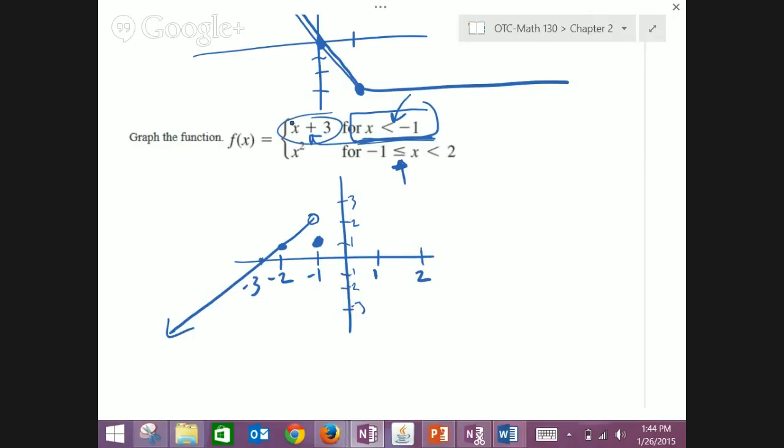That's an open circle. It means as I'm getting closer and closer to minus 1, I'm getting closer and closer to this dot, but I never hit that dot. Right? And then if I plug in minus 2, I get 1. If I plug in minus 3, I get 0. So since I have these dots, I can just connect them to get a line. To draw a straight line, all you need is 2 dots.